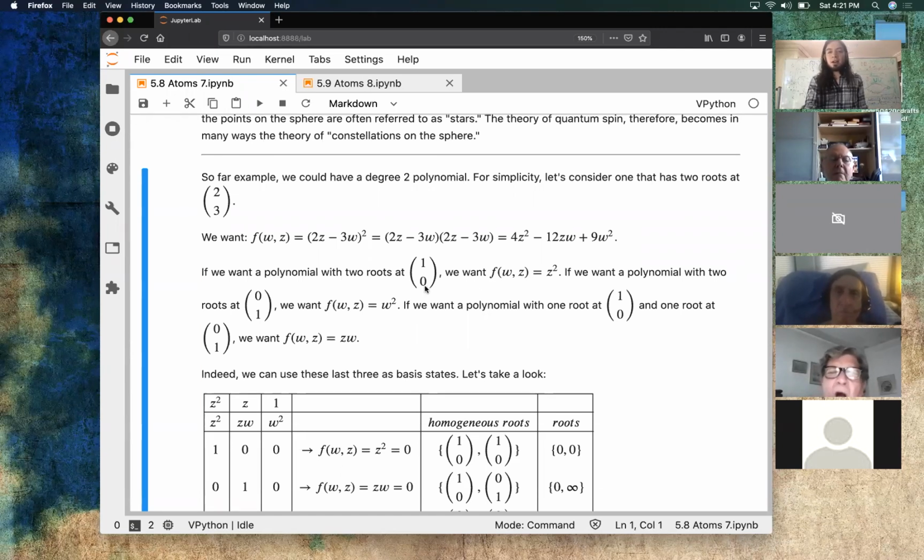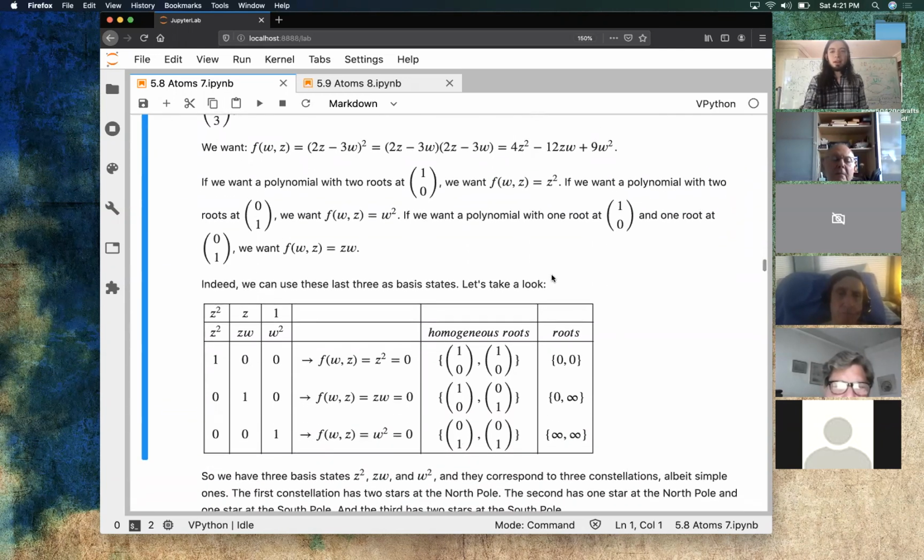So you see here, it does, because you plug 1 into w, and whatever, it doesn't matter, there's no w in the equation. You plug in 0 for z, and yeah, it's 0, and it has multiplicity 2. Similarly for this one, zw has a root at 1, 0 and 0, 1. If we plug in w equals 1 and z equals 0, then it's 0. If we plug in 0 into w and 1 into z, then it's also 0.